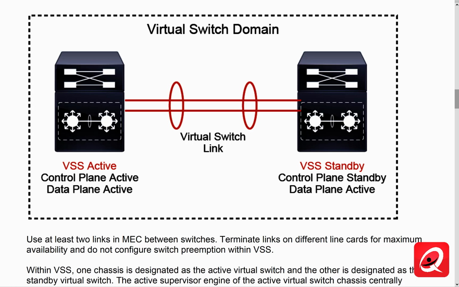We can have, again, as many interfaces as we want to be able to communicate between those switches. But with the VSS, one chassis is always going to be defined as the active virtual switch, and the other is the standby virtual switch. The active virtual switch is the one that's running the supervisor engine. It manages all the control plane functions, which are the higher level routing functions and whatnot. And then the data plane is active on both of the switches.